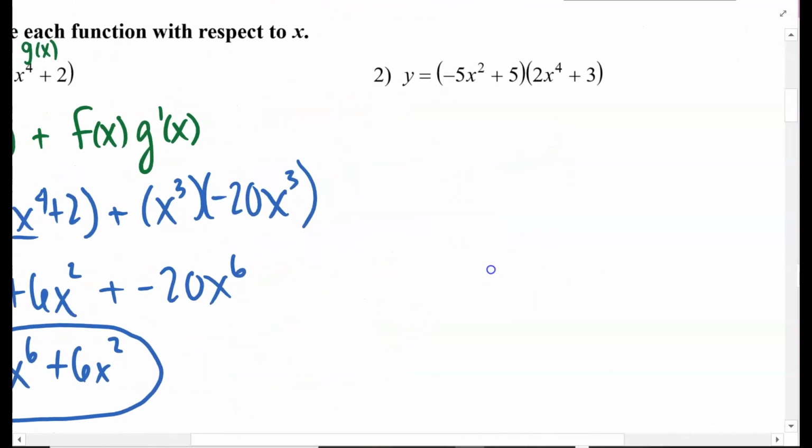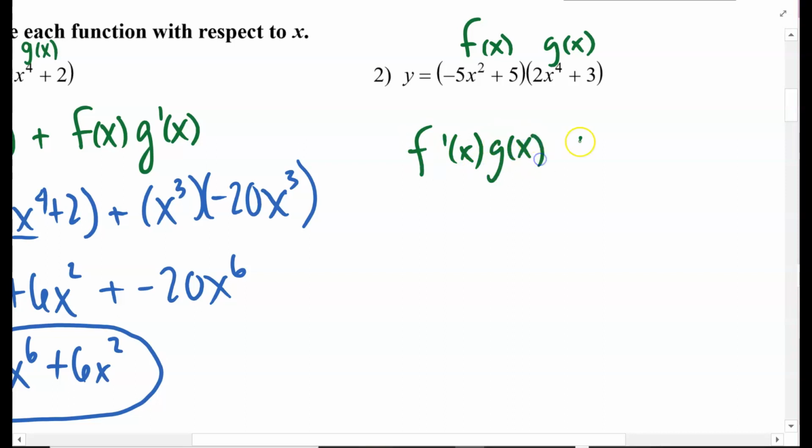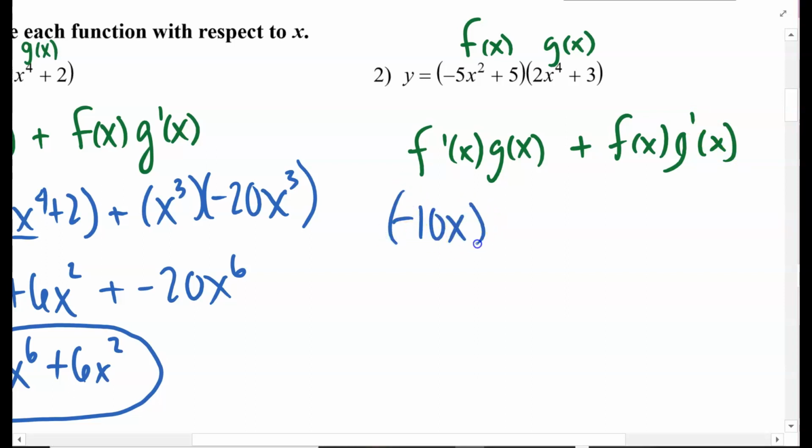Alright, so let's look at our next one. Let's go ahead and identify our two functions, f of x and g of x. And so we want to take the derivative of the first times the second plus the first times the derivative of the second. And so we're going to get negative 10x because the 2 multiplies to the negative 5, and then the 2 becomes a 1. We don't have to write that.